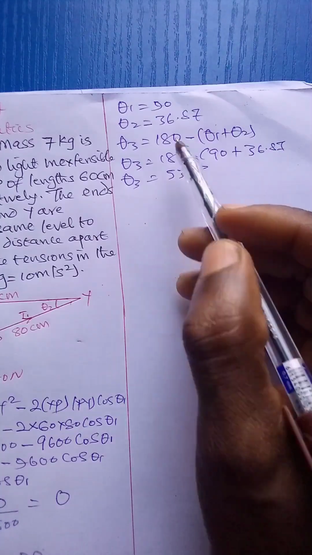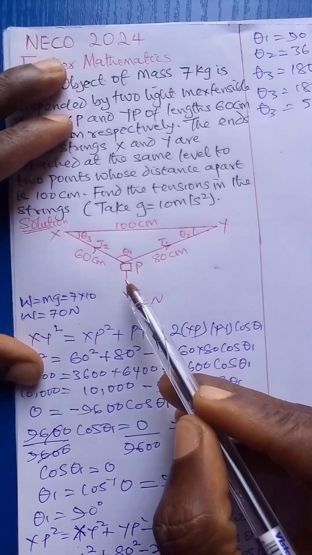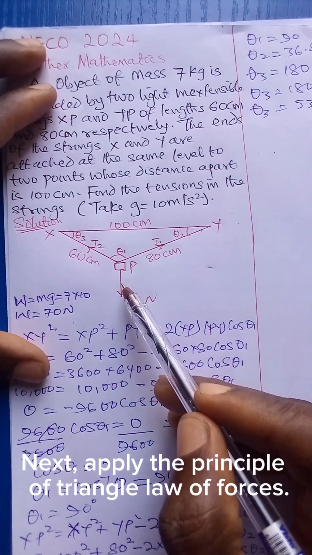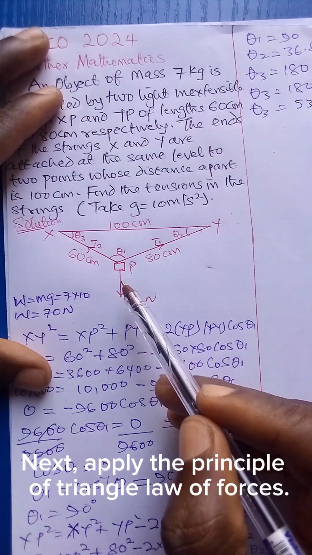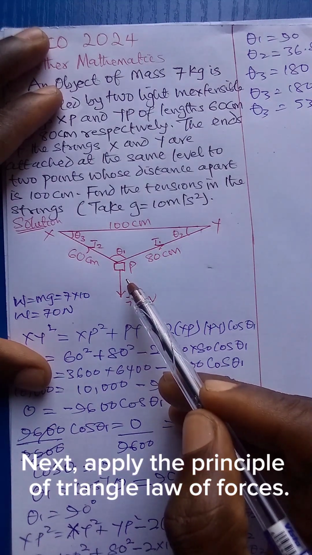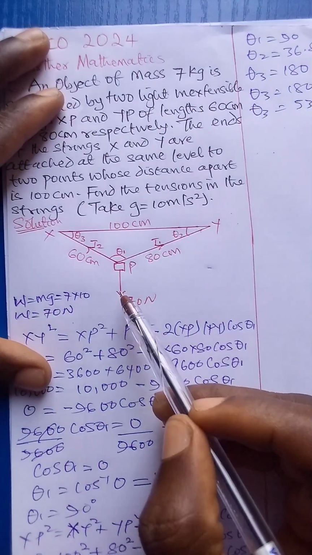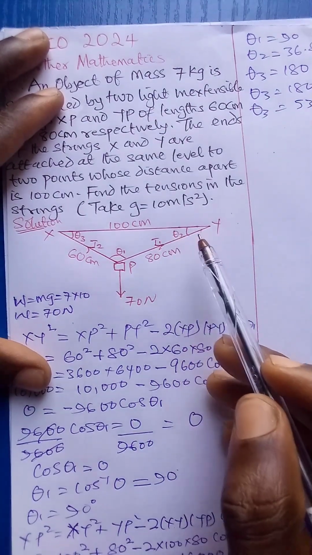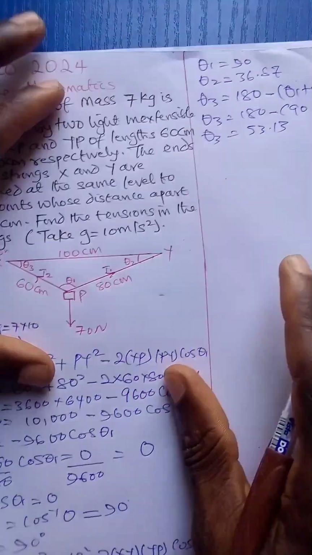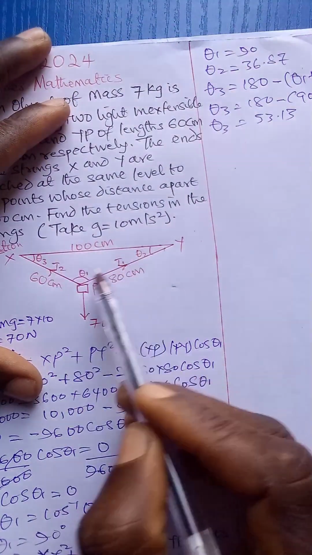Having found the value of theta 1, theta 2, and theta 3 in this triangle, we can now properly apply the triangle law of forces. The triangle law of forces states that if three forces are in equilibrium, they can be represented in magnitude and direction by the three sides of a triangle. So having that information, I am going to redraw these three forces.